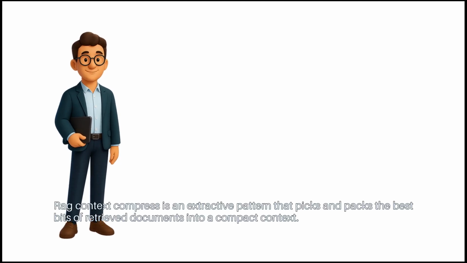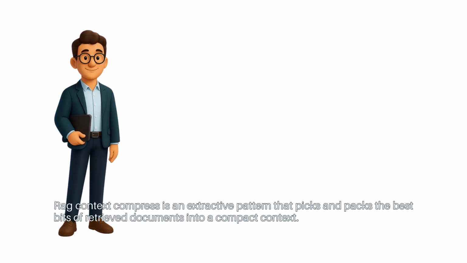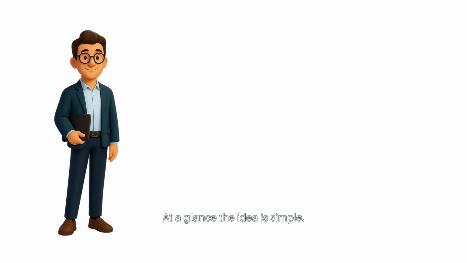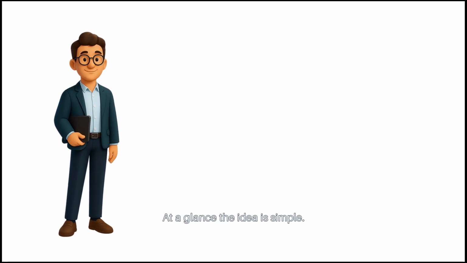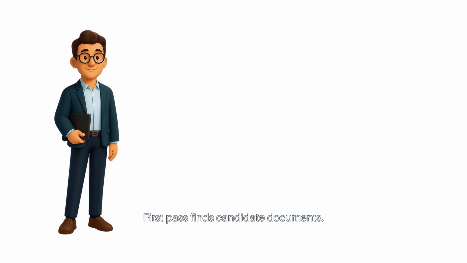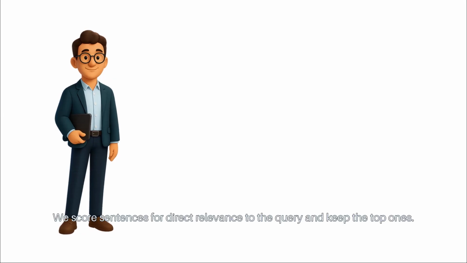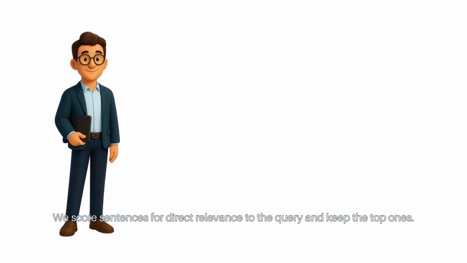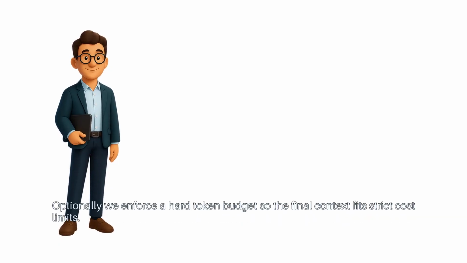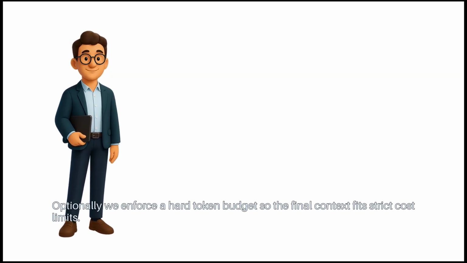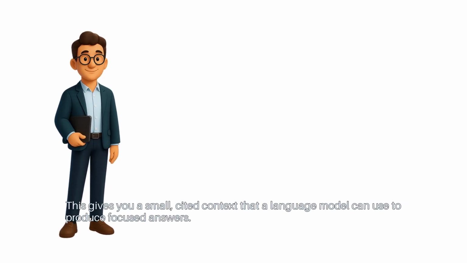RAG context compress is an extractive pattern that picks and packs the best bits of retrieved documents into a compact context. At a glance, the idea is simple. First pass finds candidate documents. Then, we split those documents into sentences. We score sentences for direct relevance to the query and keep the top ones. Optionally, we enforce a hard token budget, so the final context fits strict cost limits. This gives you a small, cited context that a language model can use to produce focused answers.